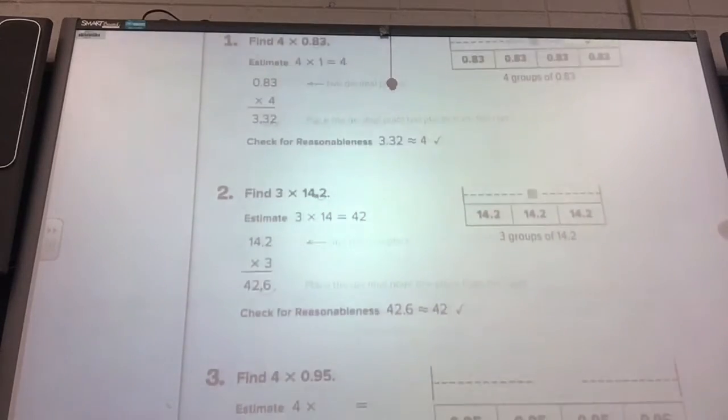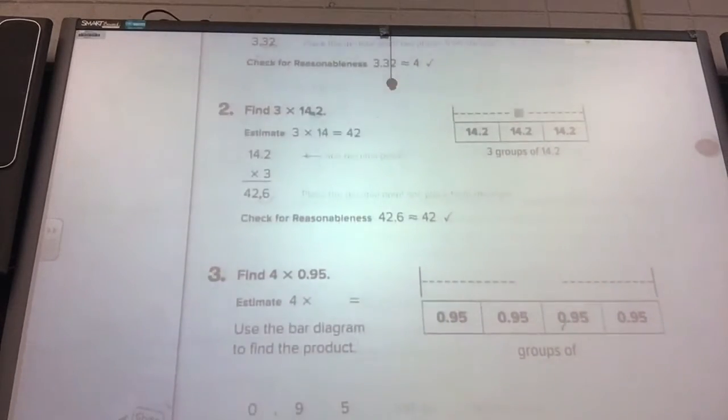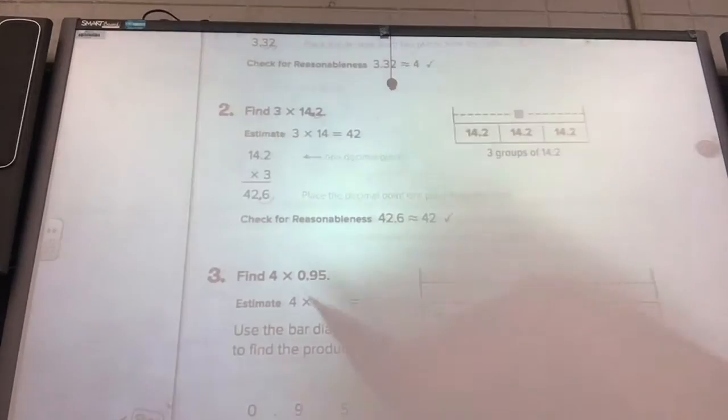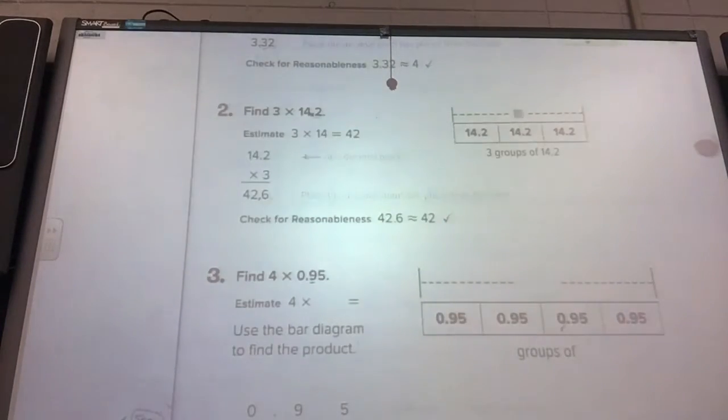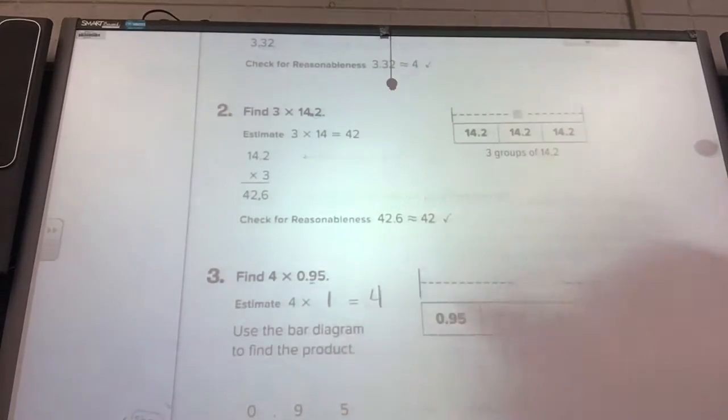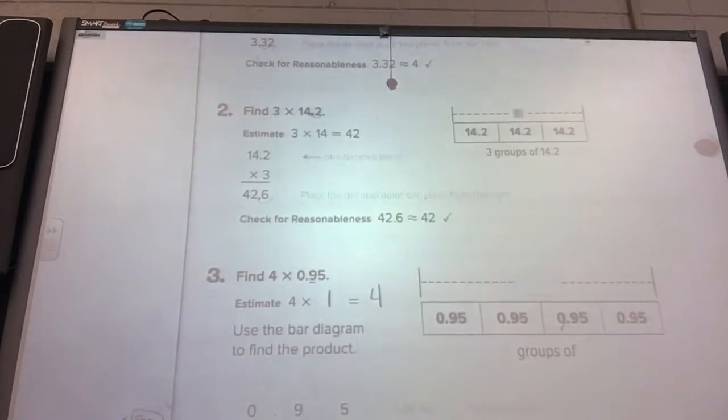All right, number 3, it tells us 4 times 0.95. So we're going to estimate 4 times what? Estimate, we got to guess this number. And 0.95 is like having 95 cents. So 95 cents is really close to $1. So it will equal somewhere around 4, because 4 times 1 is 4.